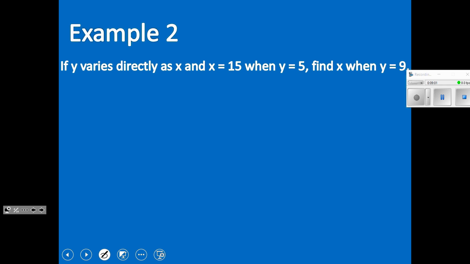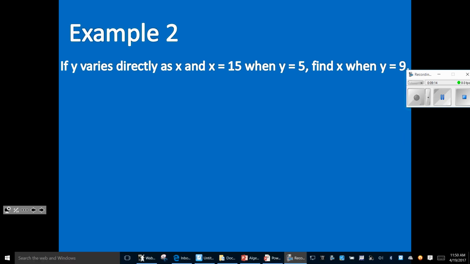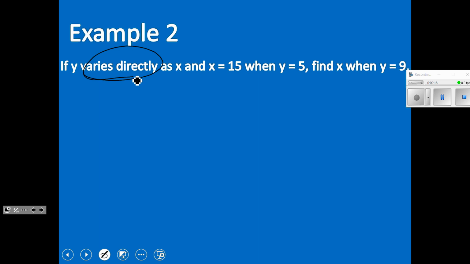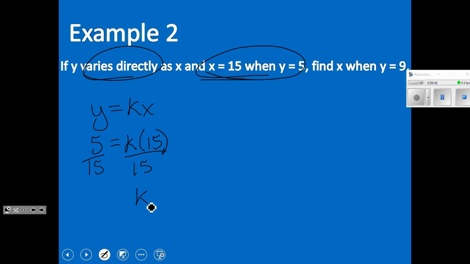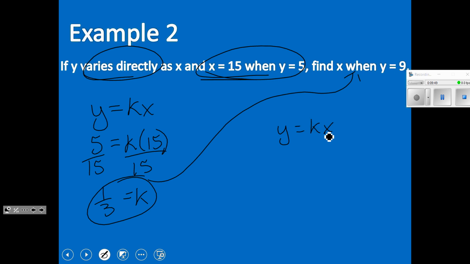So you try this one. So I know that this is direct variation because it tells me varies directly. And I know the equation for direct variation is y equals kx. So y is 5, x is 15. Any questions on, there's part 1. So plug in what we know. We can solve for k. So when I solve for k, what do I get? 1/3. Very good.